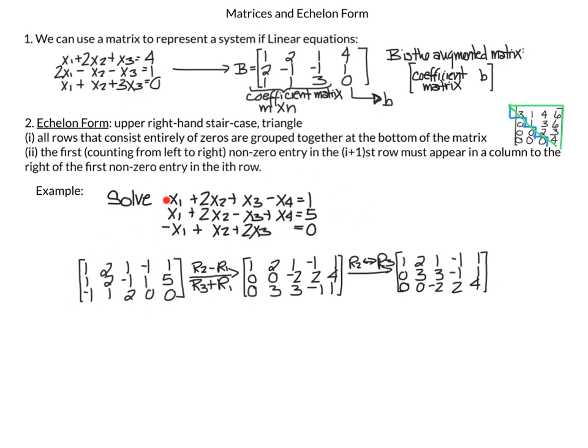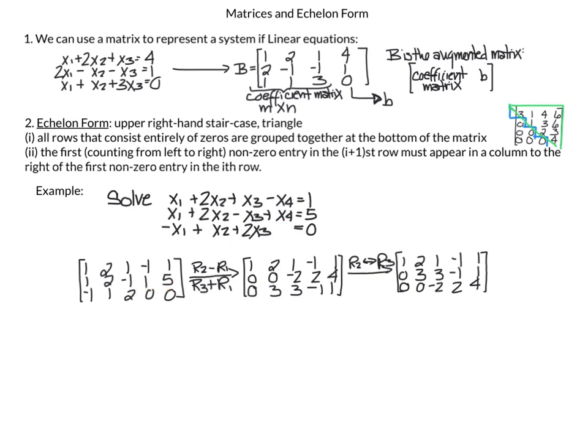I just took the coefficients: 1, 2, 1, negative 1, 1. Then my coefficients 1, 2, negative 1, 1, 5. And negative 1, 1, 2, 0, and 0.